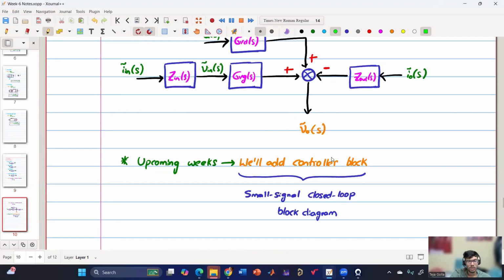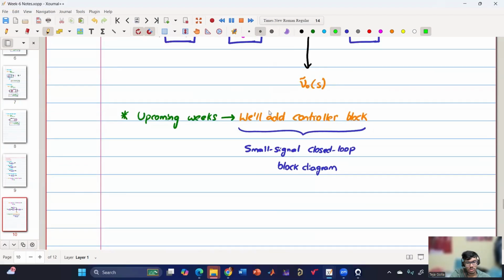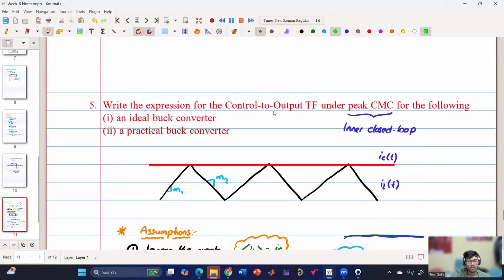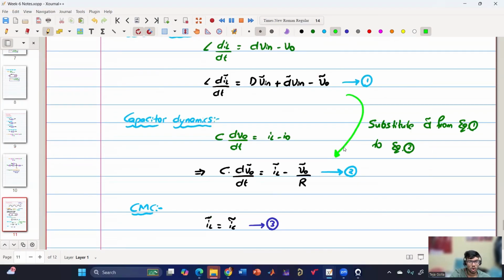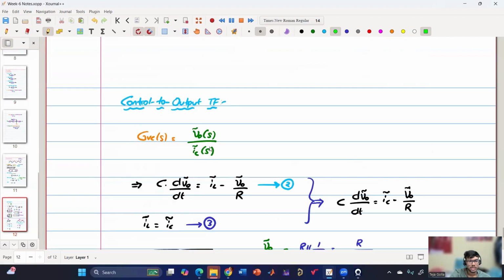In the upcoming weeks, we'll also add the controller block and see how this block diagram will vary for voltage mode control as well as current mode control. However, in this week, current mode control is also covered with inner closed loop, which means constant I reference. And then we have seen how to get the control to output transfer function, because here the control input is I reference.